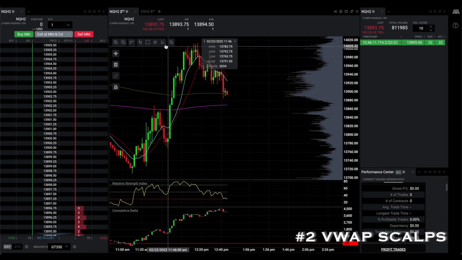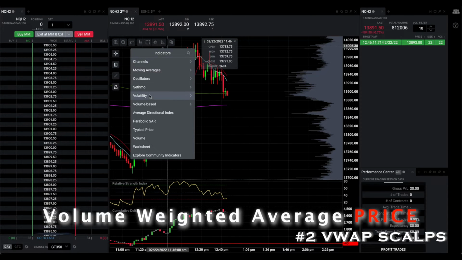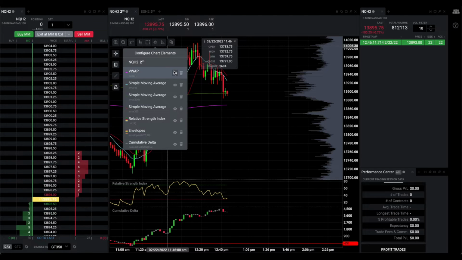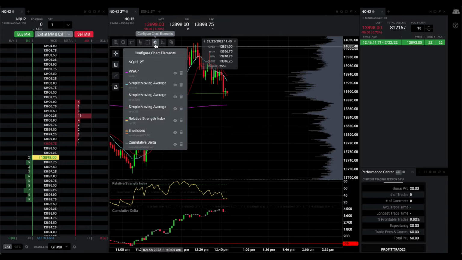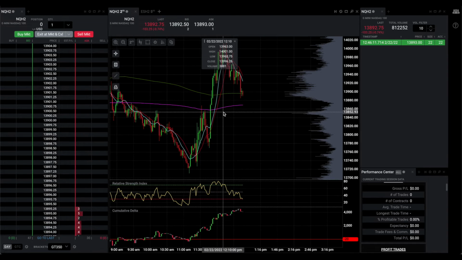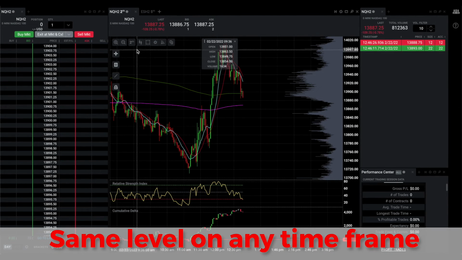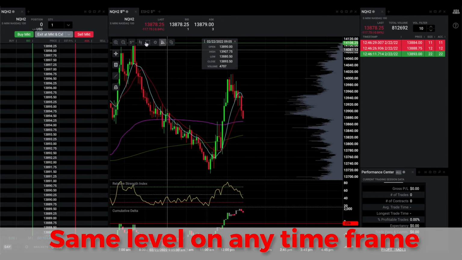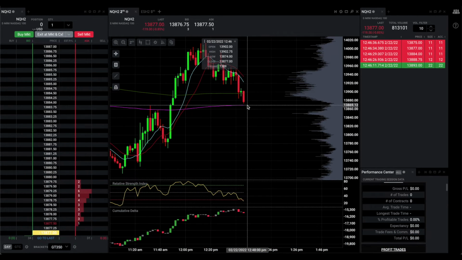So the VWAP is a volume weighted average percentage. You just come into indicators, volume based, VWAP, all right? It's gonna be the purple line right here. So all this is volume based on price. It does not move between the time frames. So if you come here to the 5 minute, it's gonna remain constant. So all you're gonna do is come here, all right?